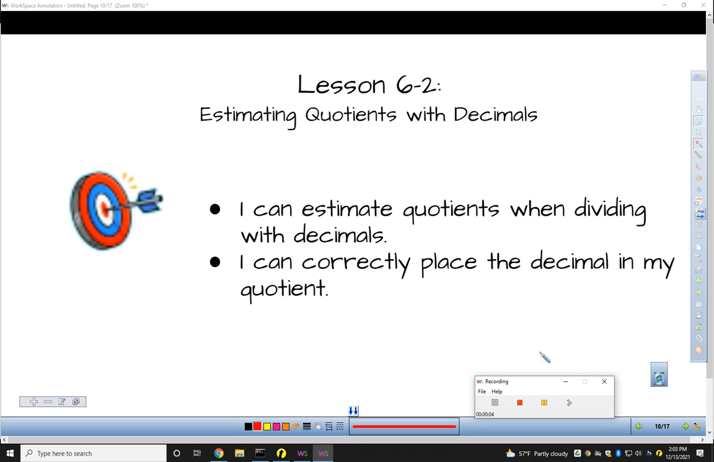Little bonus video here in section 6.2, estimating quotients with decimals. We're going to build on what we talked about in the previous video, but we're also going to talk about correctly placing the decimal in your quotient and how that can tie into the rest of the topic.